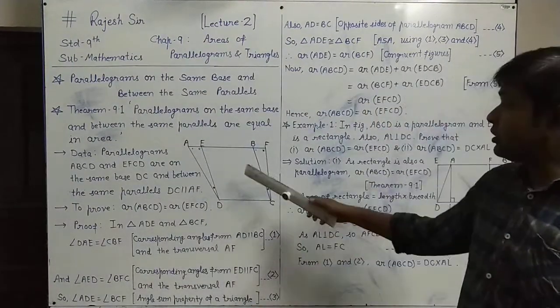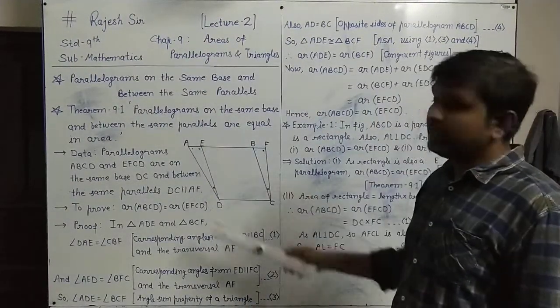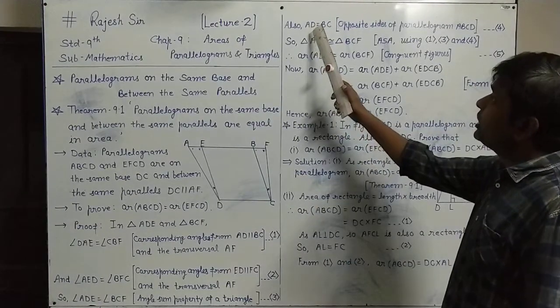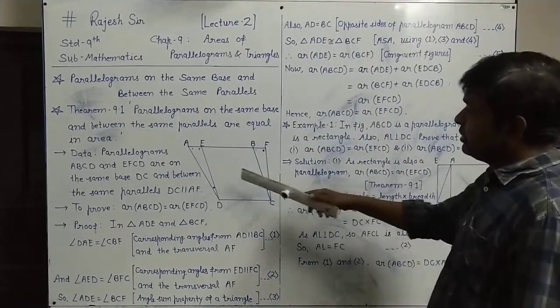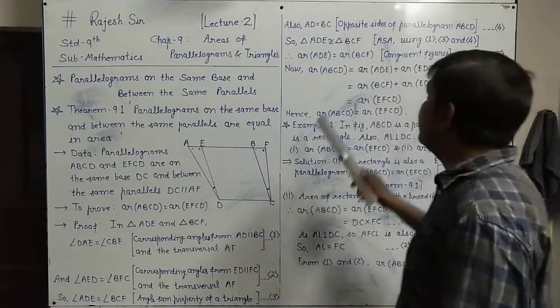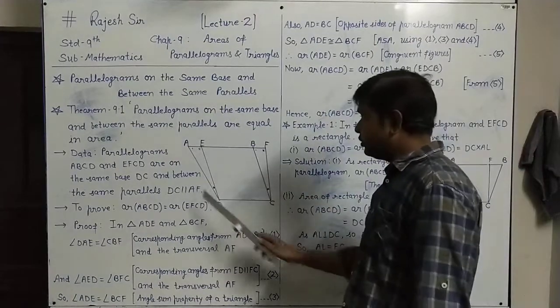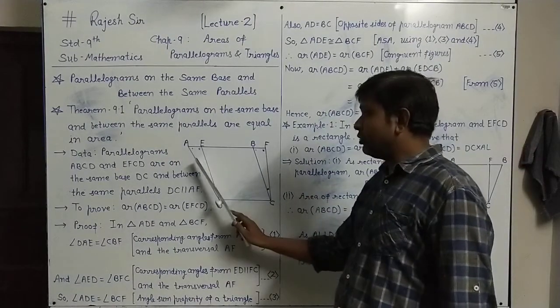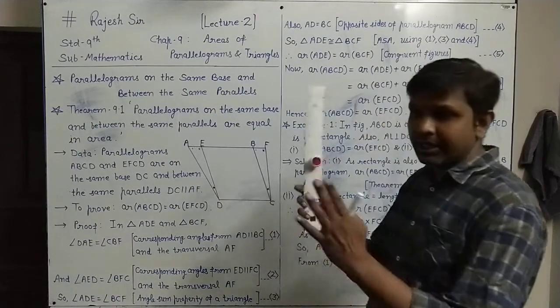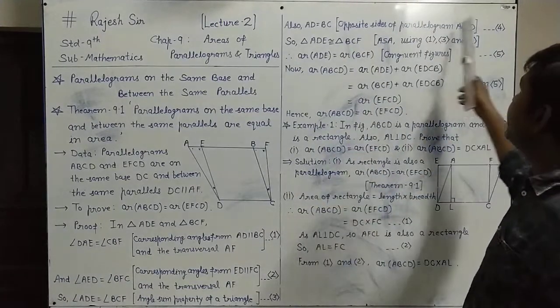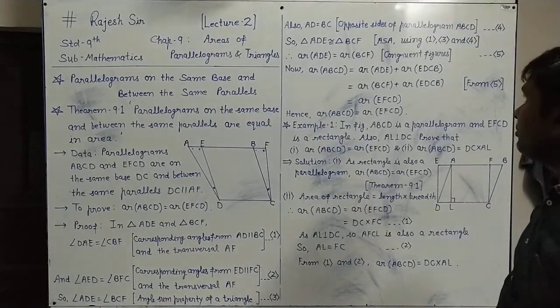So all three corresponding angles of these two triangles we have shown equal. Also, one more thing, AD equals BC. Why? Because opposite sides of parallelogram ABCD are equal. You know ABCD is a parallelogram and AD and BC are opposite sides, and in a parallelogram opposite sides are equal. So AD equals BC, say result 4.